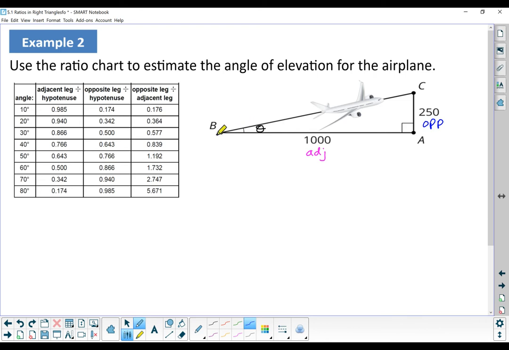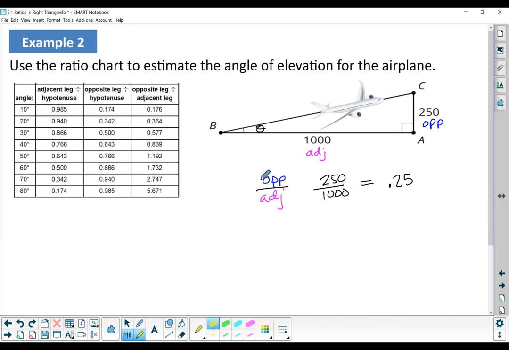The hypotenuse is like the path that the airplane is taking. Since we know the opposite and the adjacent, we can calculate that ratio. Opposite over adjacent would be 250 over 1,000. In decimal form, if we go ahead and divide that, maybe you can divide that in your head, that's 0.25. So we're going to look on our chart.